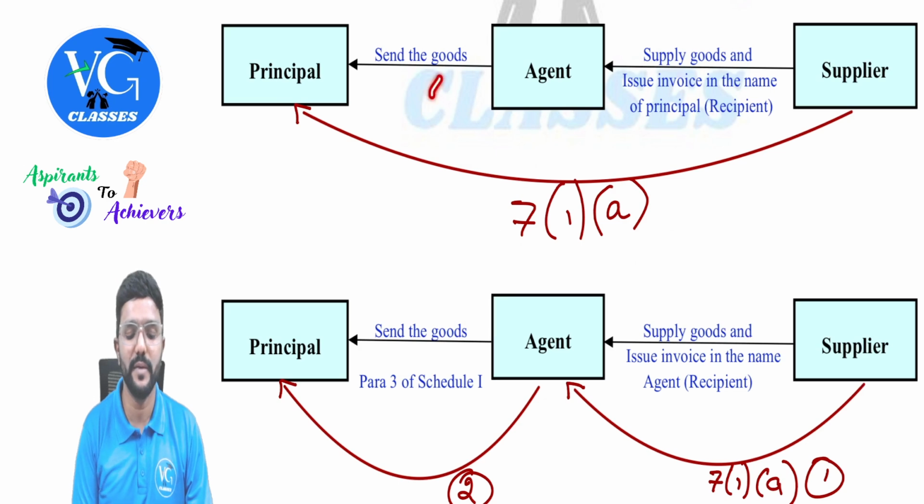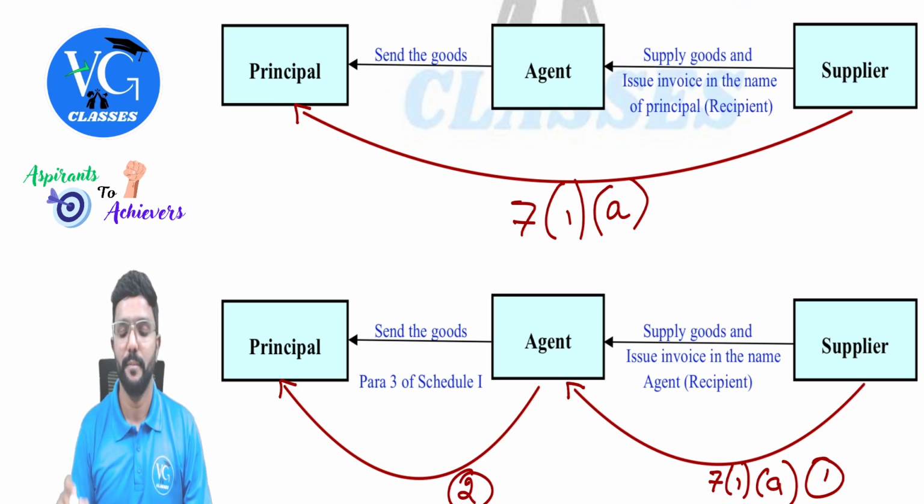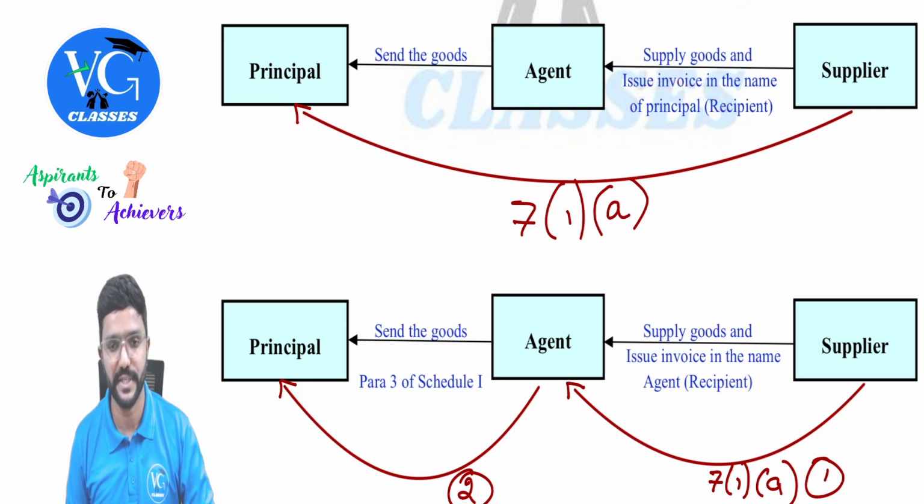Sir, is there any supply between principal and agent? No. Because in this case, the invoice is issued in the name of principal as recipient.